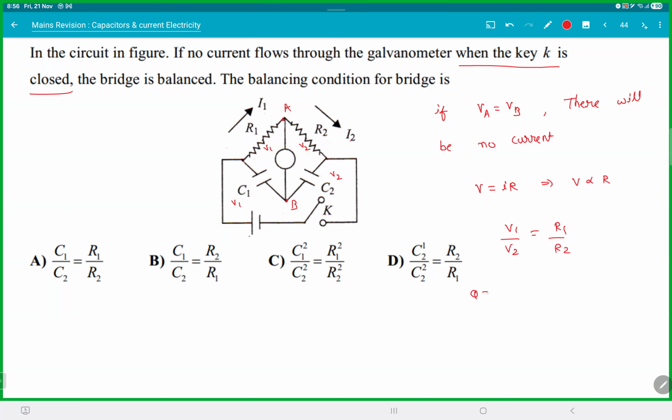For capacitors, both are in series, Q is equal to CV. The voltage will divide in the ratio of 1 by C. So V1 by V2 must divide in the ratio of C2 by C1. Therefore, you can clearly see R1 by R2 must be in the ratio of C2 by C1. So, B option. Clear with that?